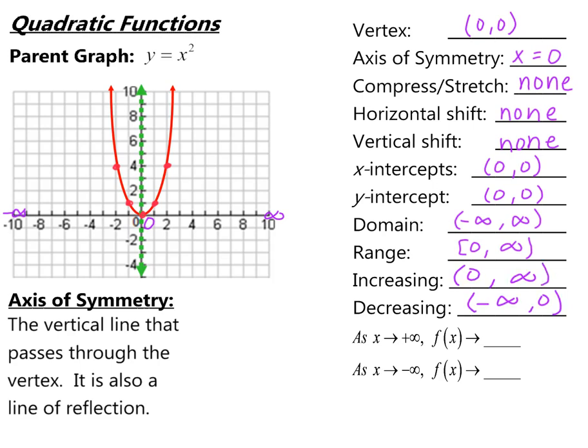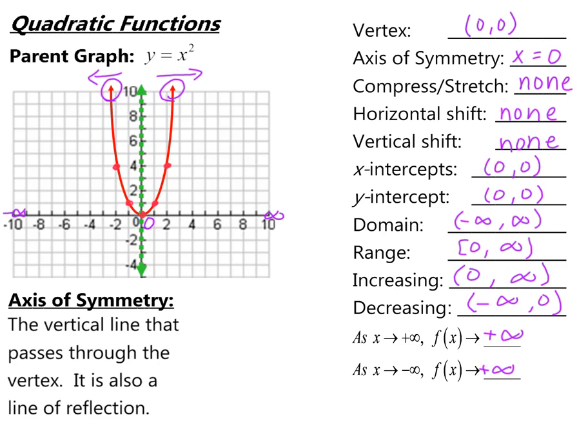For end behavior, remember, we're just looking at what happens at the very ends of our graph. As x is approaching positive infinity to the right, our graph is going upwards to positive infinity. And as x approaches negative infinity, that means towards the left, f of x is approaching positive infinity as well. So this is all the information for our parent graph of y equals x squared.